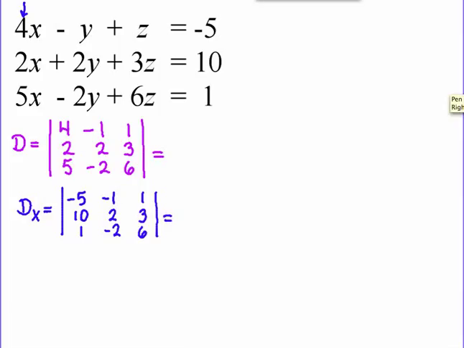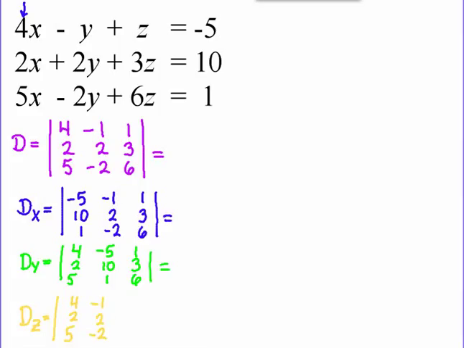What about dy? X stays the same. What does y become? Negative 5, 10, 1. And z stays the same. And then last but not least, we're going to have dz. I know that on dz, x stays the same. Y stays the same. Z becomes negative 5, 10, 1. So now what we're going to do is enter these in on our calculator.